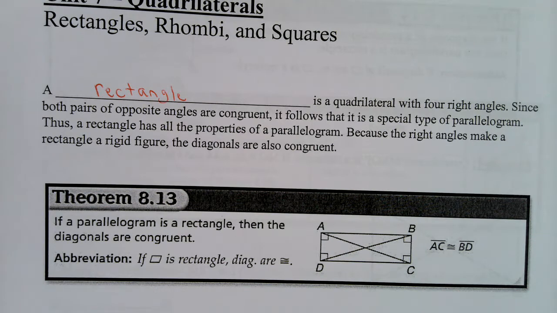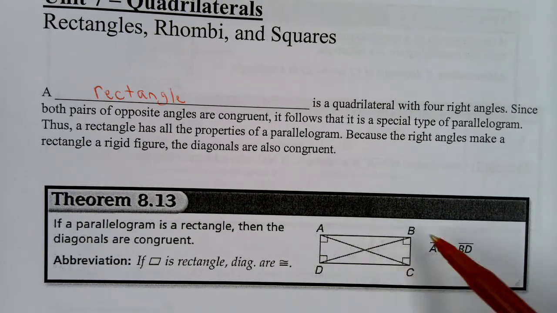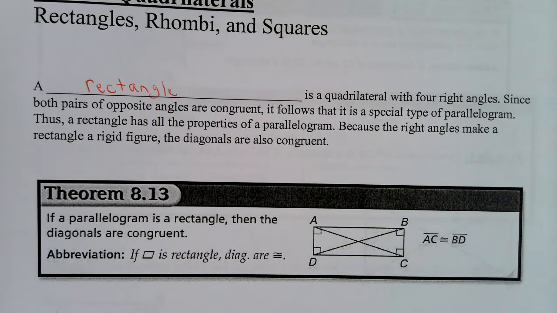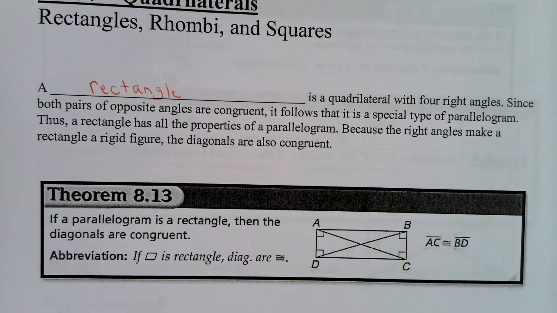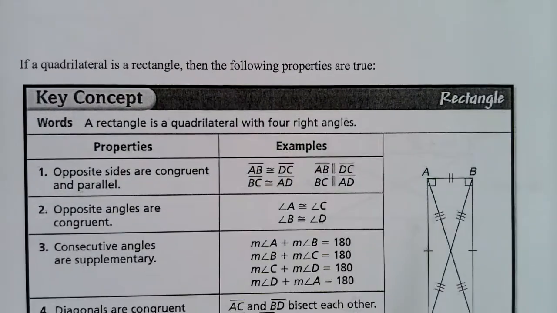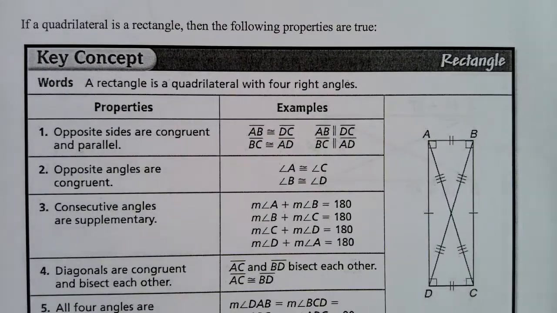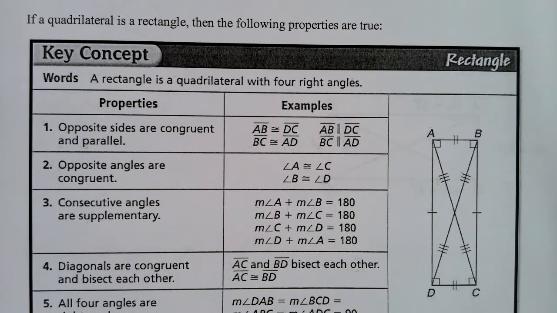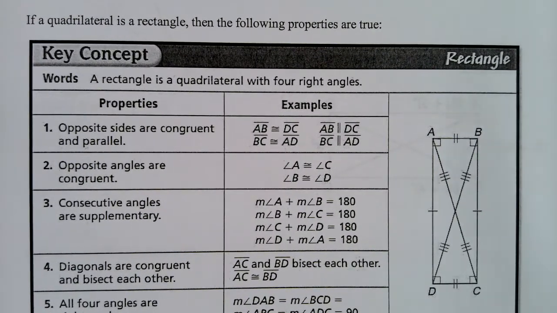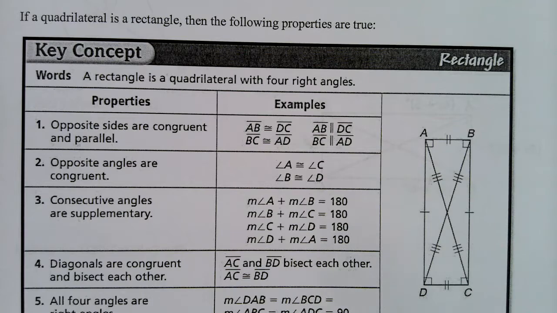That was not true about parallelograms in general, but it is true about rectangles. So if this is your rectangle right here, and then you have your two diagonals drawn in, you know that AC is congruent to BD. The diagonals are congruent in a rectangle. So here we go. This is just a summary, basically. If a quadrilateral is a rectangle, then the following properties are true. The opposite sides are congruent and parallel. The opposite angles are congruent.